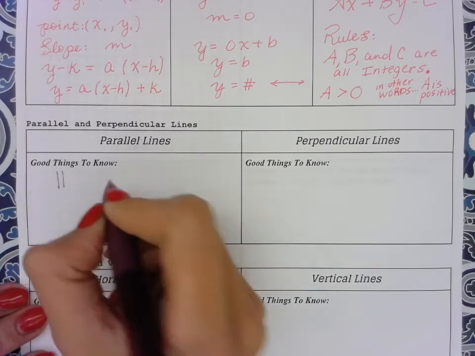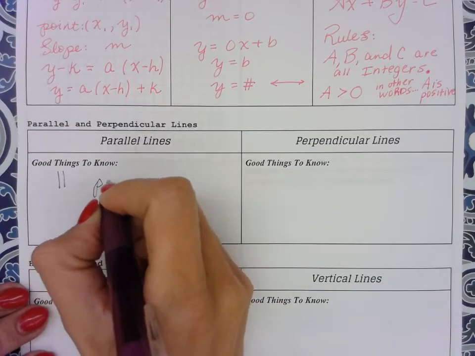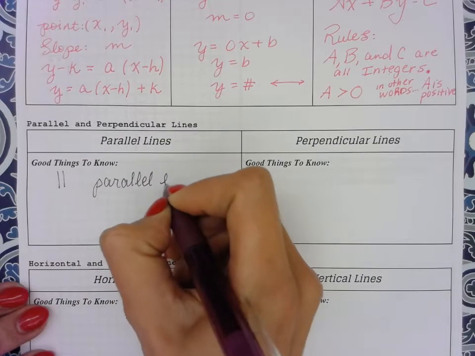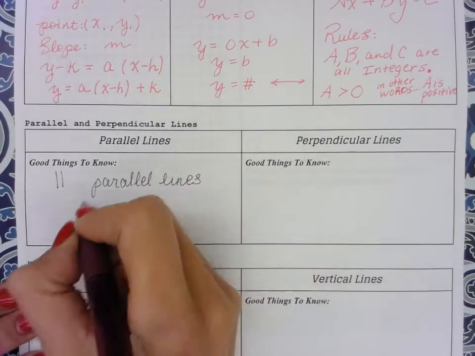Something that's really good to know. Parallel lines, I'm just going to make a quick statement, have the same slope. Parallel lines have the same slope.